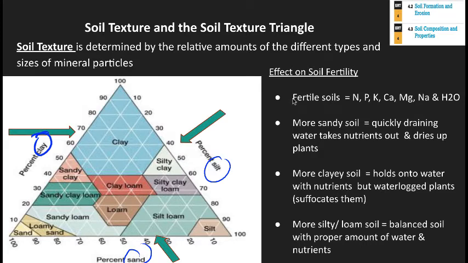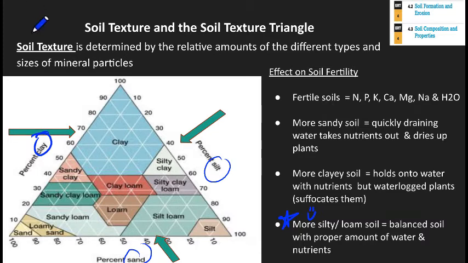Ultimately, soil texture matters for a number of reasons, but the main reason is effective soil fertility. Fertile soils are going to have more nutrients in them. More sandy soils will drain more quickly. More clayey soils are going to hold on to water and nutrients, but can waterlog plants. And silty and loam soils are really well balanced. So that's what we put as the best overall soil type when we're talking about agricultural soils and their benefits.